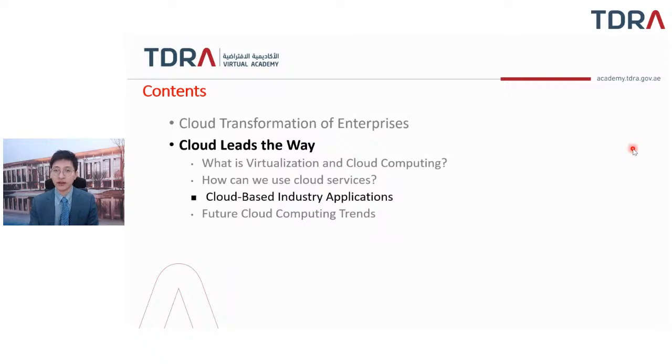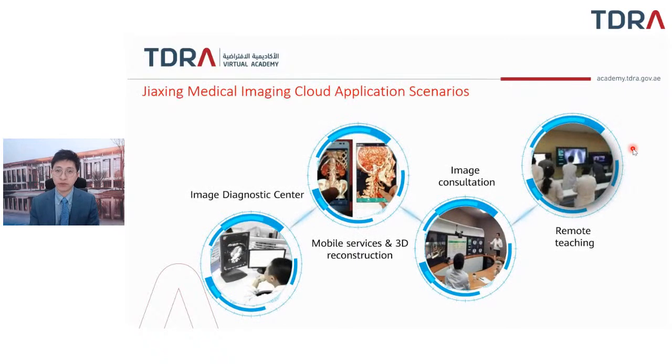Okay, so besides using this cloud computing technology in our daily life, it can also help many industries improve their systems. Here we are taking an example from China's city of Jiaxing. Jiaxing is using cloud computing technology to build its own medical imaging cloud application system. They use cloud computing to store all the PACS data, and they use remote meeting technology to let doctors from different hospitals discuss one picture together. You can also use this function for teaching, so students from the university can see a real picture from the hospital.